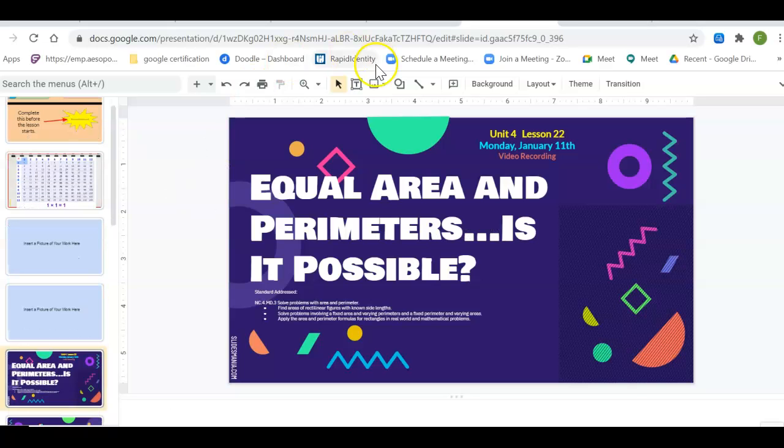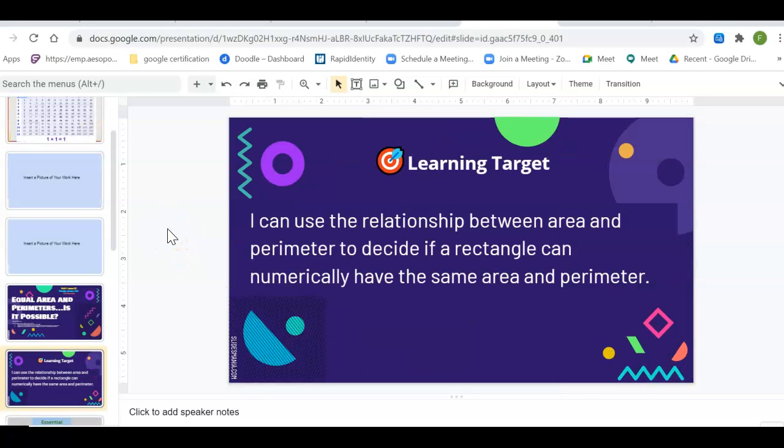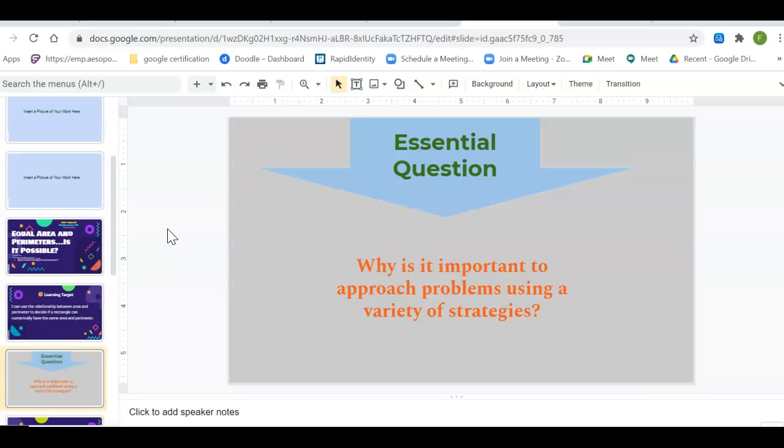All right, so today is Monday, January 11th, and today we're going to be discussing lesson 22. And our title for this lesson is Equal Area and Perimeters. Is it possible? Our learning target for today: I can use the relationship between area and perimeter to decide if a rectangle can numerically have the same area and perimeter. Our essential questions for this entire unit remains the same. Why is it important to approach problems using a variety of strategies?